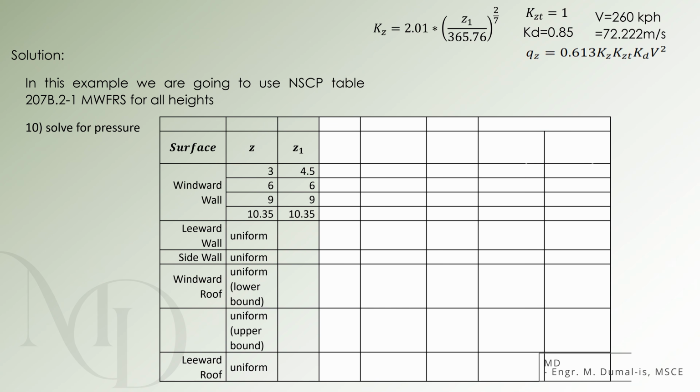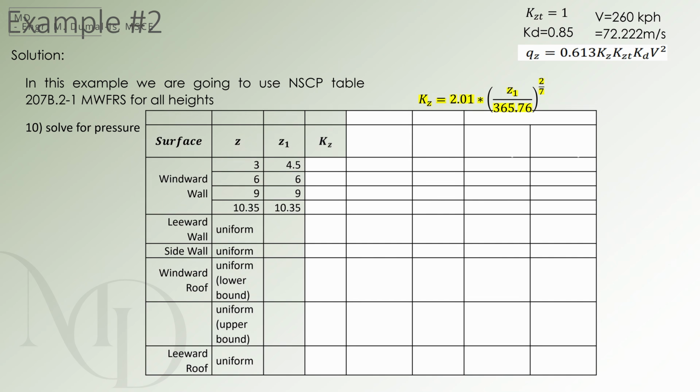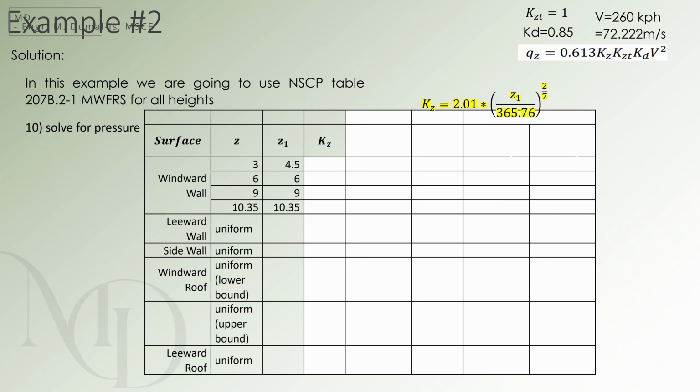Next, we account for the code provision that z cannot be taken as less than 4.5 meters. For any level with a height below this threshold, we replace the value of z with 4.5. These adjusted values are then listed in a separate column of the table. The next column in our table will contain the values of K sub z.